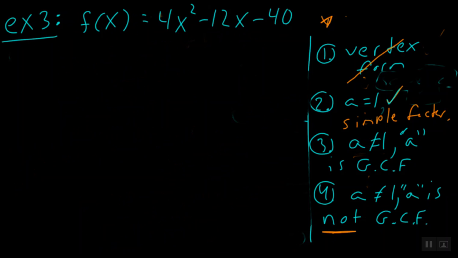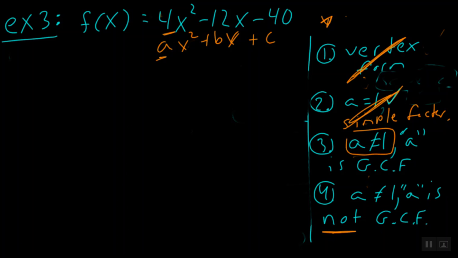Okay, here we have example 3. f of x equals 4x squared minus 12x minus 40. Well, firstly, we note that this is in the form of ax squared plus bx plus c. So we know it's definitely still not in vertex form. We also know that our a term is 4, so we know that a does not equal 1, so we can't use that. So here we are with this scenario where a does not equal 1. So our first step is to ask, is there a greatest common factor? And what does that mean? That means, can I factor out a 4 from each one of these numbers?